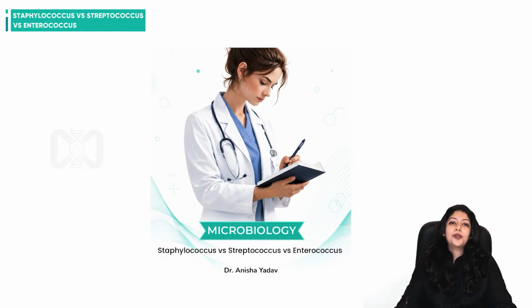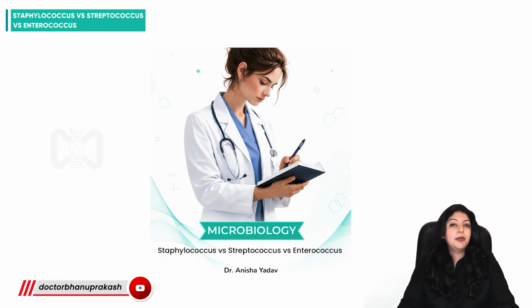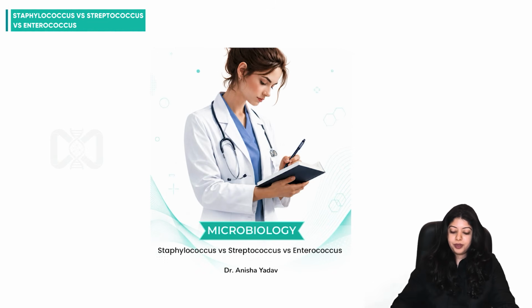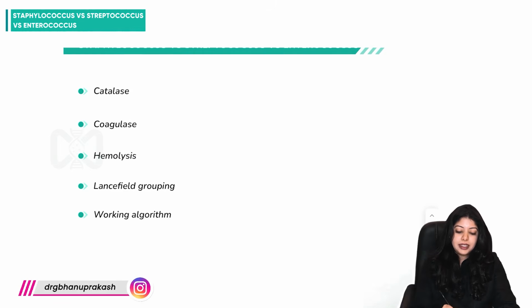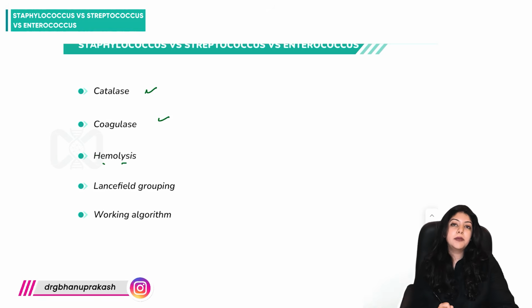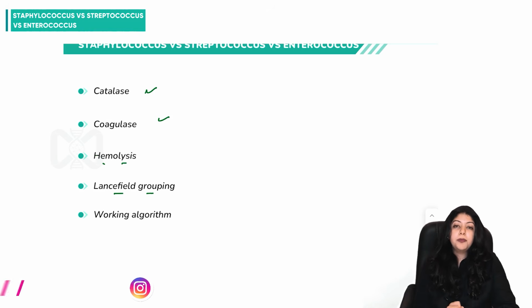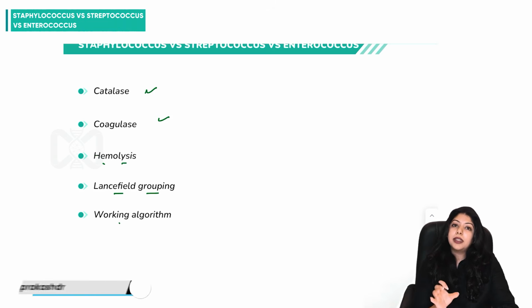Hi everyone, I'm Dr. Anisha, your microbiology faculty, and in today's session we will be having a rapid biochemical differentiation between three important gram-positive bacteria which are Staphylococcus, Streptococcus as well as Enterococcus. And for their differentiation we will be talking about the Catalase test, Coagulase test, different types of hemolysis shown by these bacteria, Lancefield grouping, as well as finally the working algorithm which is going to help us narrow down the identification of these bacteria.